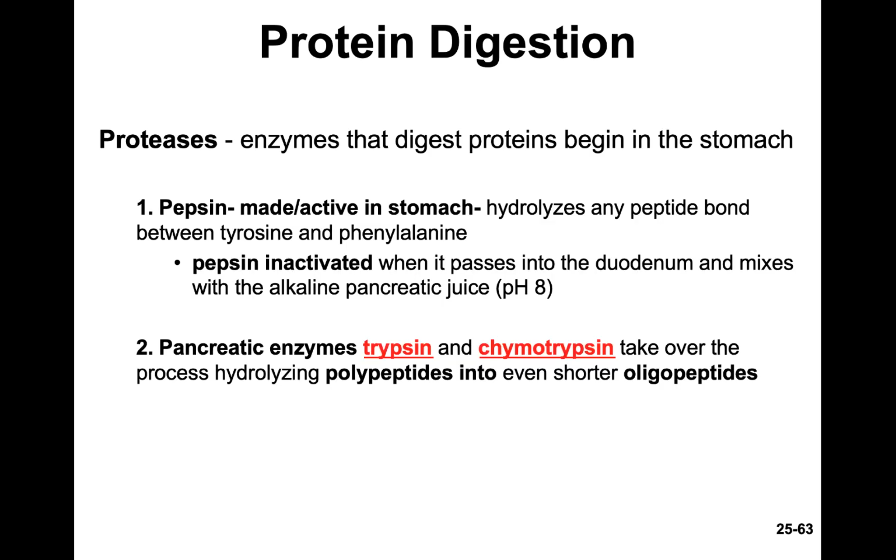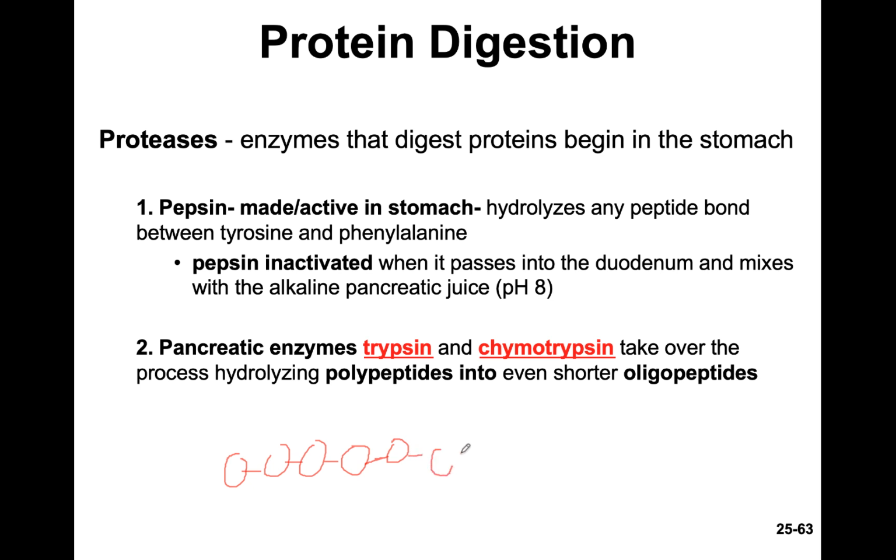Next one is protein digestion and absorption. So proteins, we know that they come in units called amino acids. So you have a really long protein chain and it's connected by peptide bonds. And I already drew this picture on the last video, but I'm going to draw it again.